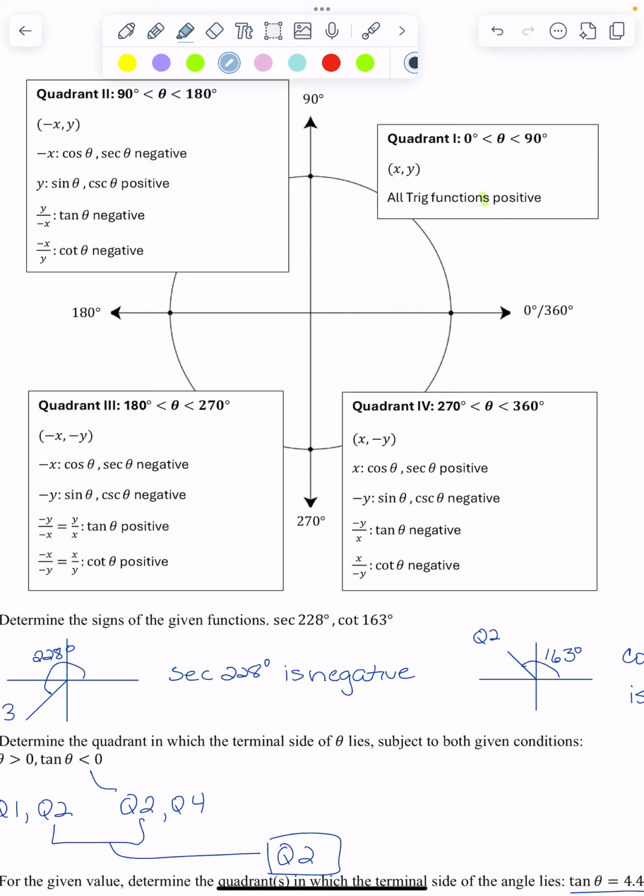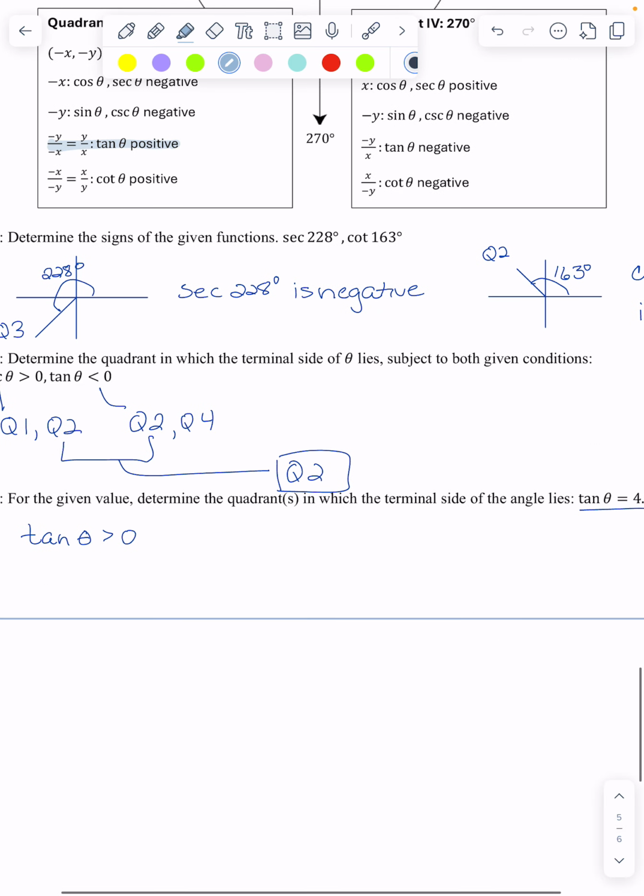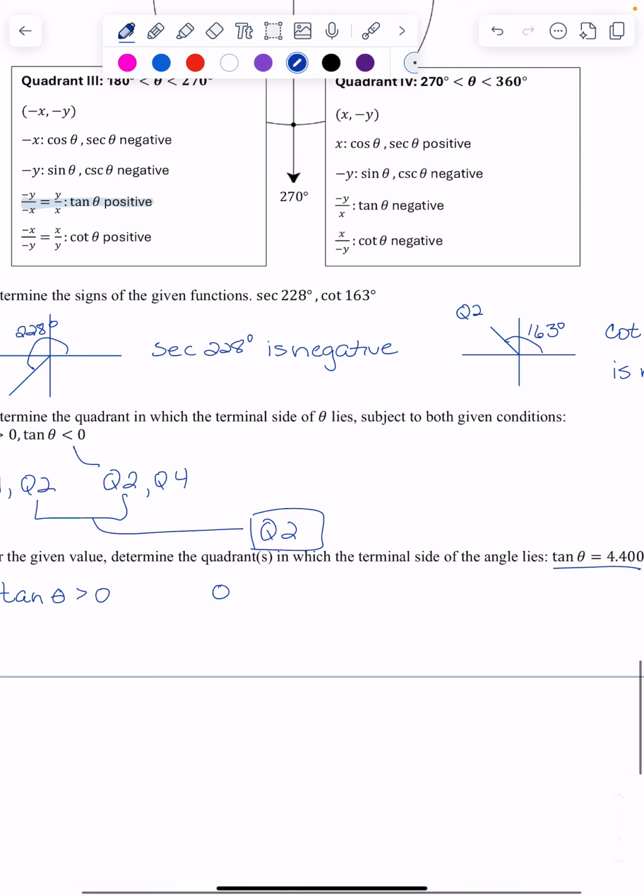How about the blue? If I know that tangent is greater than 0, what I see is all trig functions are positive in quadrant 1, so that's a possibility. And the other place where I see that tangent's positive is over here in Q3. So I'm either in quadrant 1 or quadrant 3. If I remember the homework problem like that, it has a bubble, so you bubble in all the quadrants it could possibly be in, right?